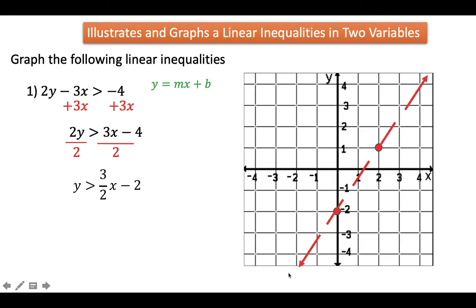Connect them using the broken line since the given is more than. Okay, next is to identify where our shaded part is. Since it is more than, our shaded part is above this line. So this region will be the shaded part. This tells us that the solutions are found in this region and not below the line. So this will be our graph.